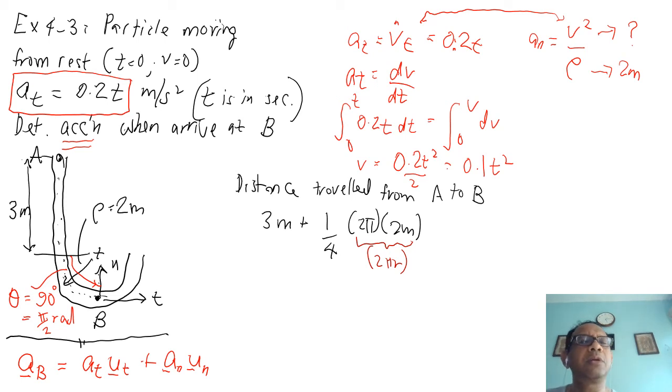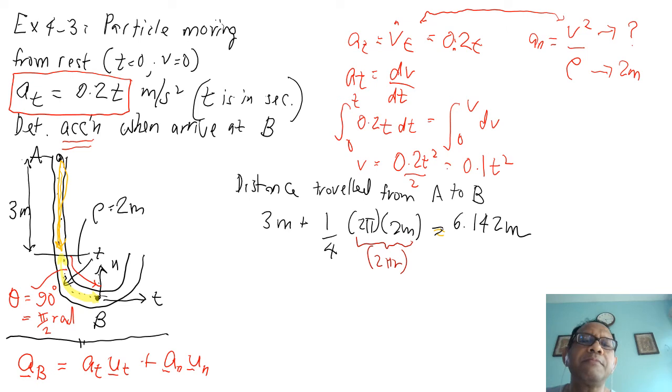I'm using this orange color. From here to here is 2 meters, and then from here to here is a quarter of 2 pi r. So a quarter of 2 pi times 2 is equal to 6.142 meters.